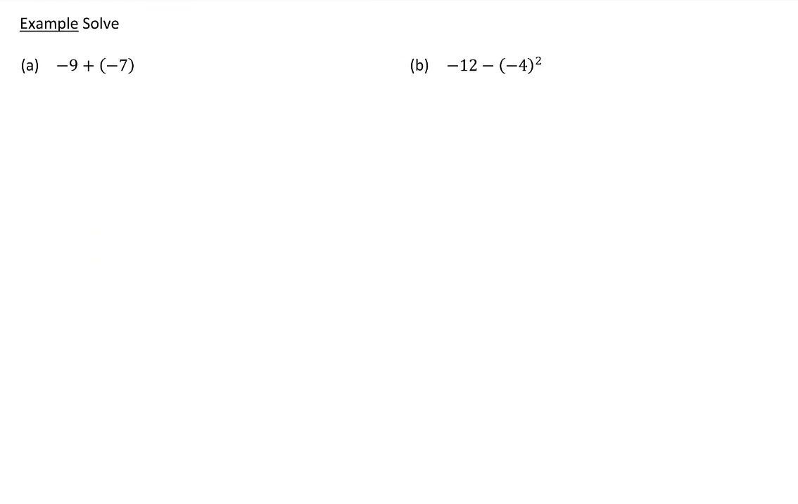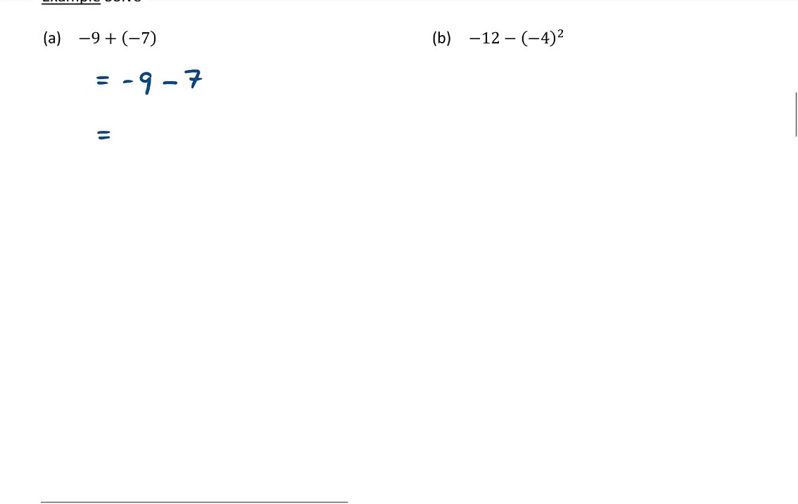So evaluate the following two expressions. Again, pause the video, then come back and check your work. So for our first expression, we have -9, and then it says plus minus 7. Remember, if we have a plus and a minus, we just change it to a negative. So we have -9 minus 7. And -9, so we're down 9, we lose another 7, we're down to -16. Let's go to the next one.